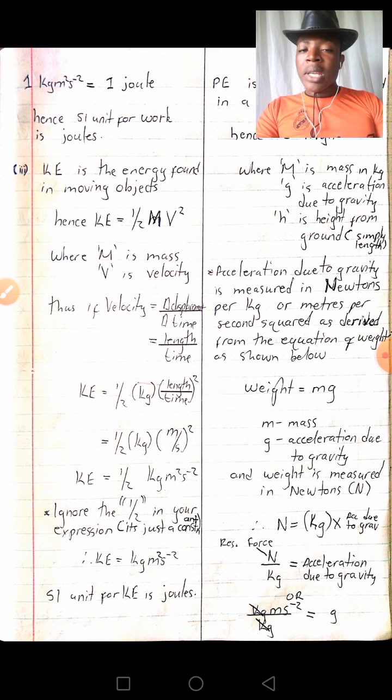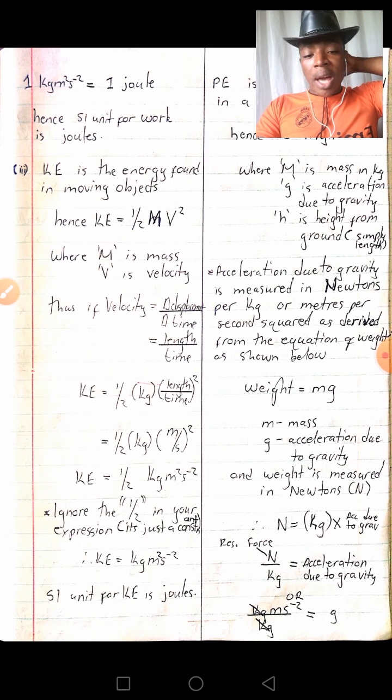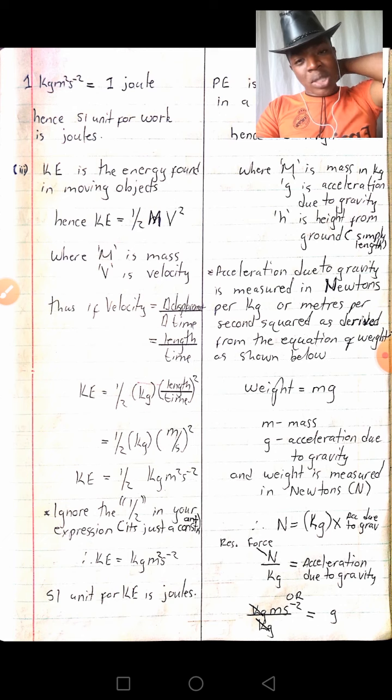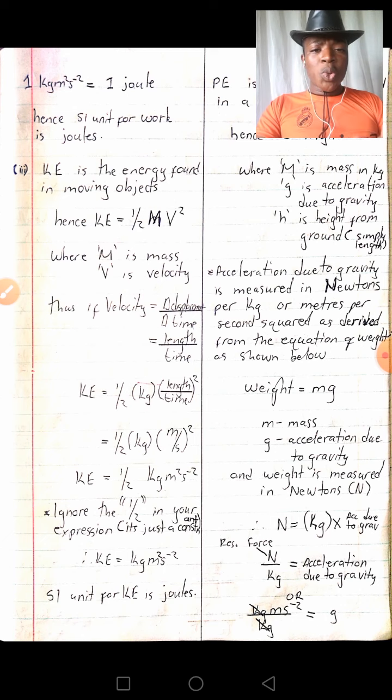But when you are looking at basic physical quantities or SI units of basic physical quantities, we have to ignore that. So the basic physical quantities that we have there are kg m squared s^-2, which are similar to those of work. So the SI unit for kinetic energy is also joules.